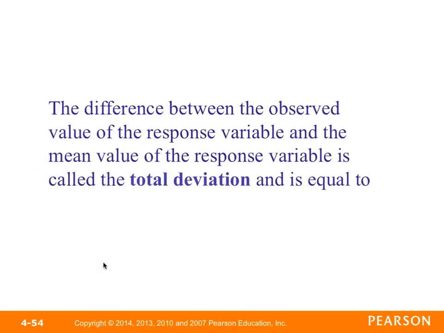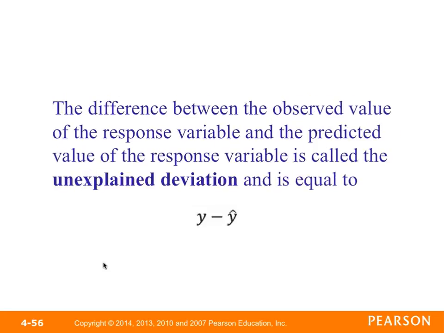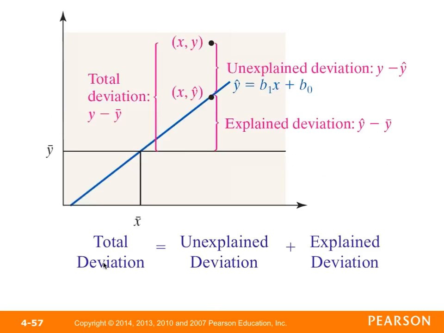So the difference between the observed value of the response variable and the mean value of the response variable is called the total deviation. And basically it's just equal to y minus y bar. Now, the explained deviation is the difference between what was predicted and the mean value of the response, that's y hat minus y bar. And then we have unexplained deviation, which is just y minus y hat, the difference between the observed value and the predicted value.